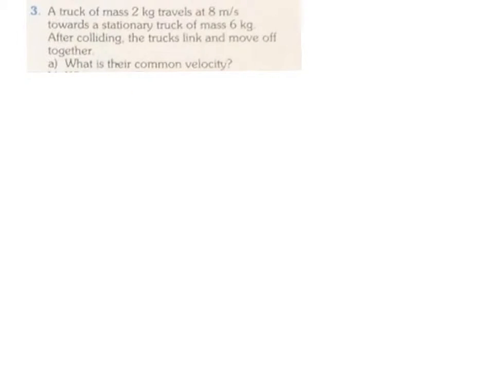Question 3. A truck of mass 2 kilograms travels at 8 meters per second towards a stationary truck of mass 6 kilograms. After colliding, the trucks link and move off together. So this is a typical collision where it's all simplified down to the fact that there was one object moving before and they join and move off as a single object after the collision. So we've got one moving object and one static object before, and then they both move off together after. It's the simplest way you can have this kind of collision.